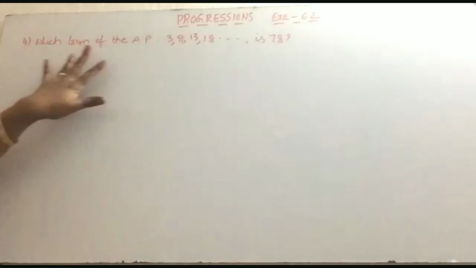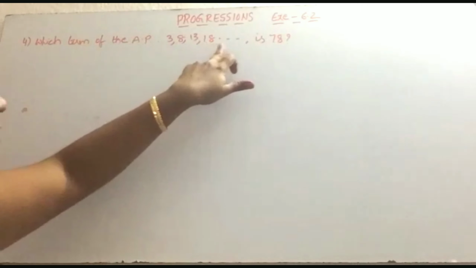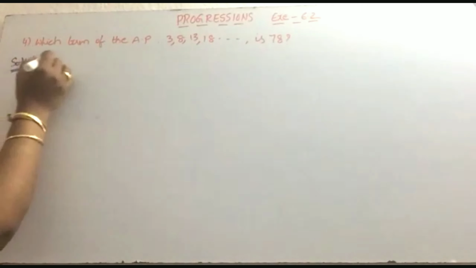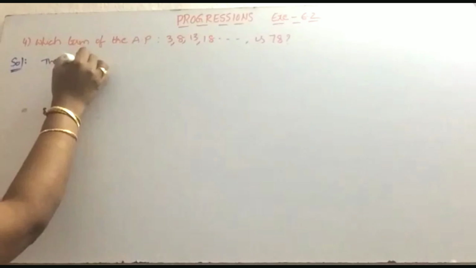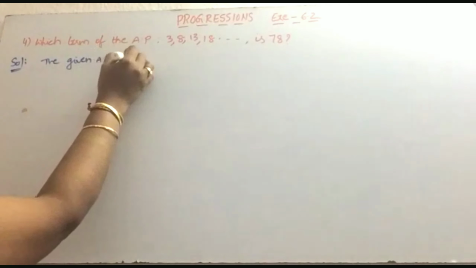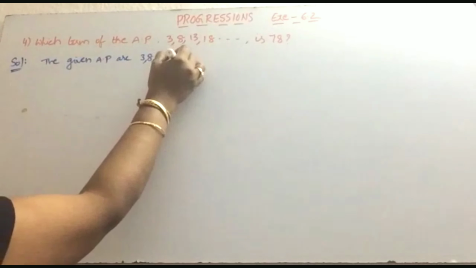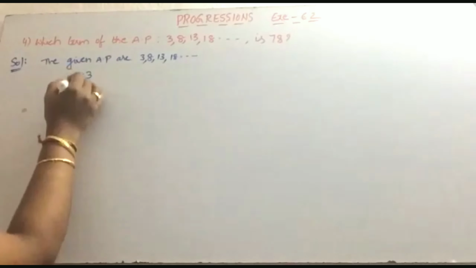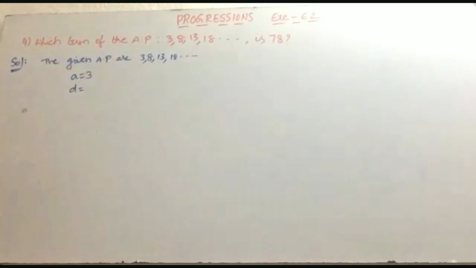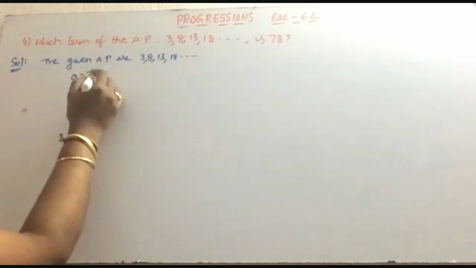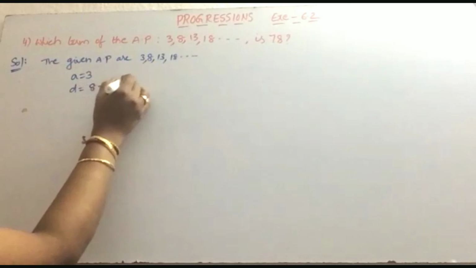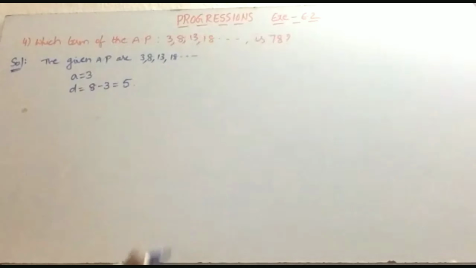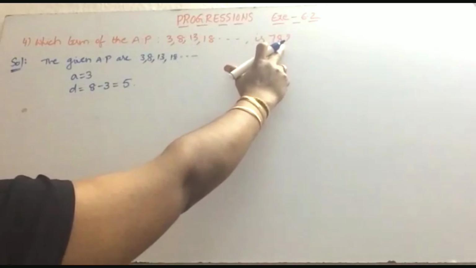The fourth problem is which term of the AP 3, 8, 13, 18 and so on is 78. So first, the given AP is 3, 8, 13, 18 and so on. So here first term a is equal to 3. The common difference d is equal to 8 minus 3, that is 5. So we want to find which term is 78. That term we will take as the nth term.